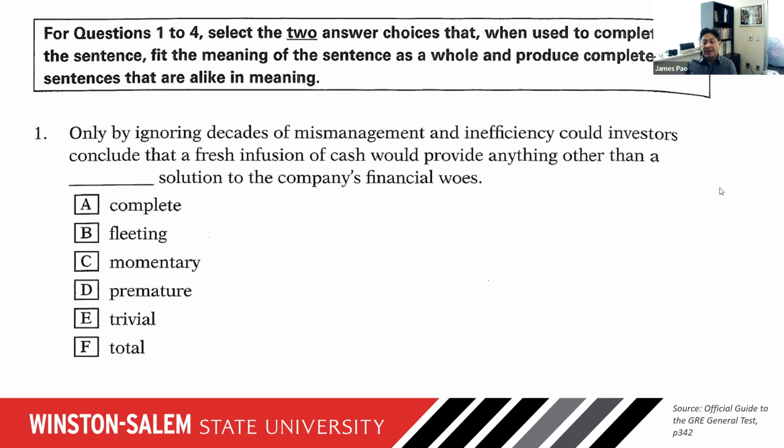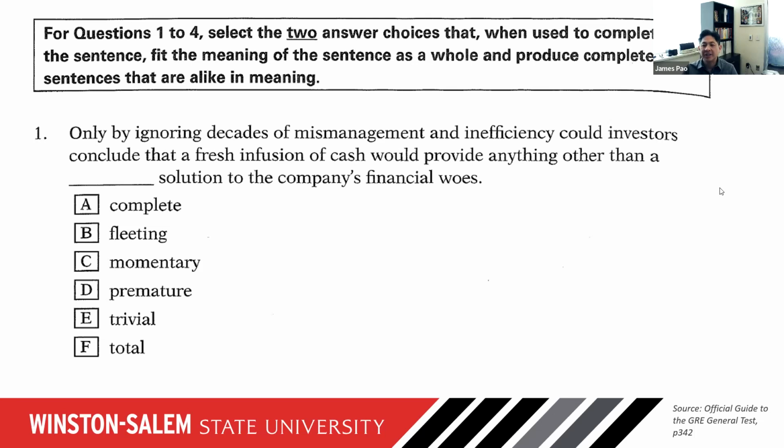The other way to do it is cross off ones that are clearly wrong. What is clearly not momentary? Which of those answers are not momentary? Complete. Correct. Cross off A. Next. Total. Correct. Cross off F. And oh wait, the answer is B. Yes, you are correct. Great.